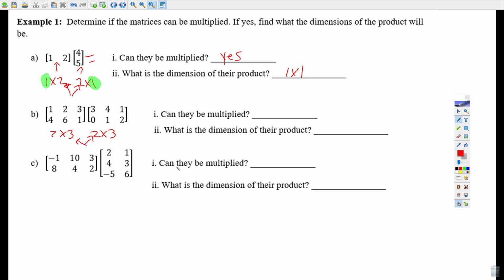We have a 3 and we have a 2. Not the same. So can they be multiplied together? Absolutely not. What would be the dimension of the product? Well, that's kind of a hard question to answer because you can't put them together. So there is no dimension of the product.